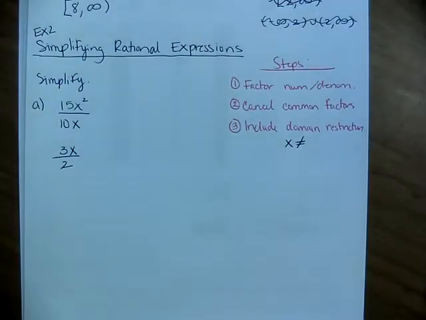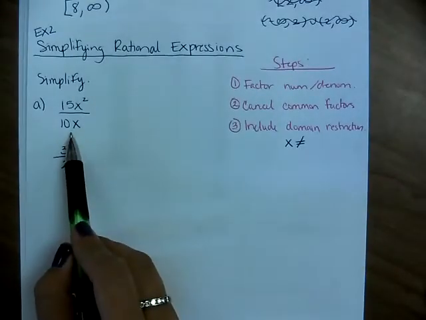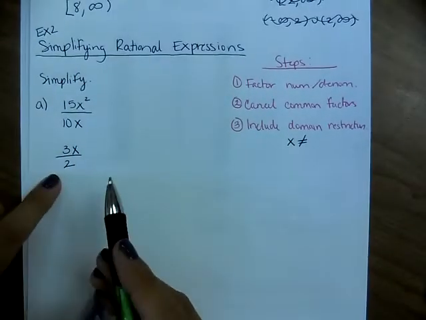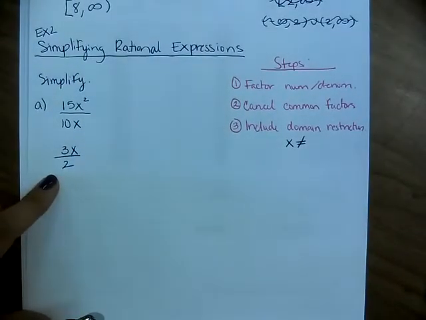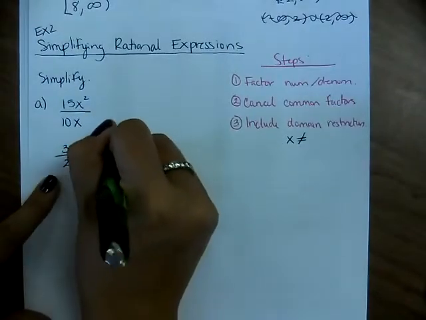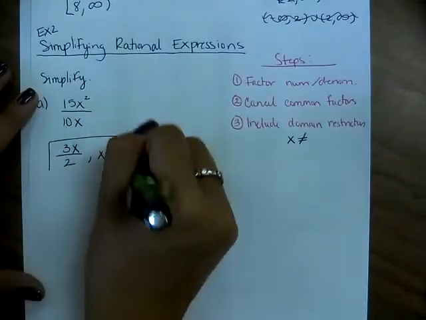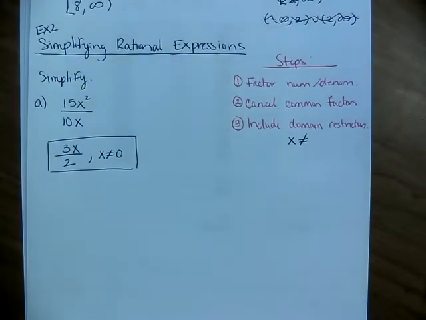X can be anything. However, you have to go back to the original. What was x not allowed to equal? 0. Because if it did, this became undefined. So even though you can't see it anymore, you have to list it from the beginning. So we're going to say x cannot equal 0. And that's our final answer.